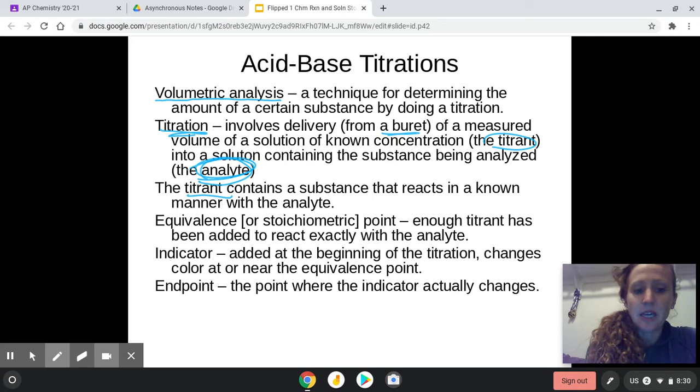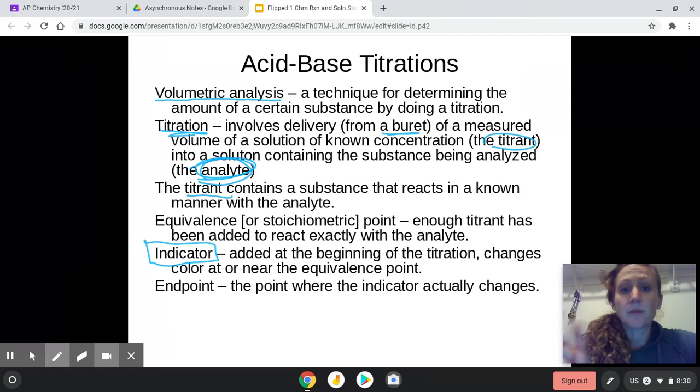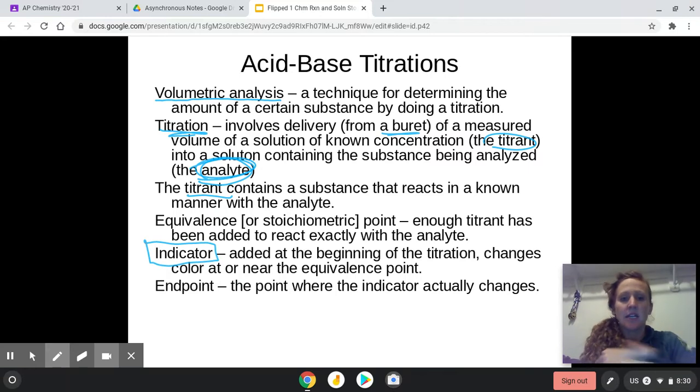Now, indicator we talked about. The indicator is that molecule that has two different forms, an acidic form that has the H plus attached, and the basic form that has the H plus dissociated. And the two forms of that thing are two different colors. That's what we call an indicator.